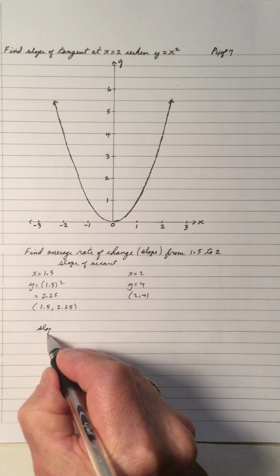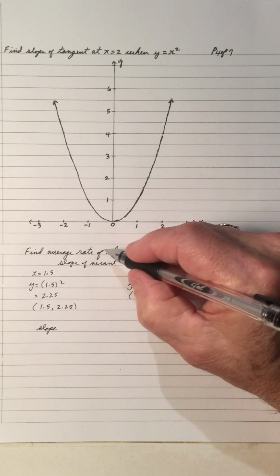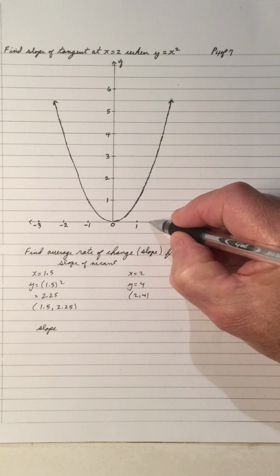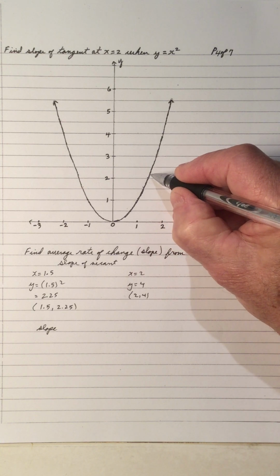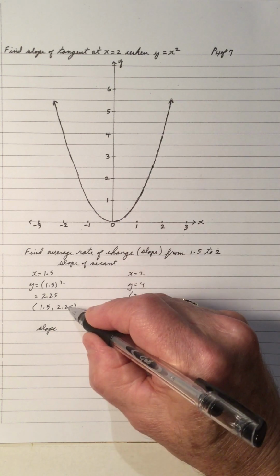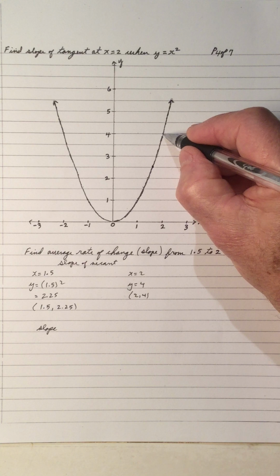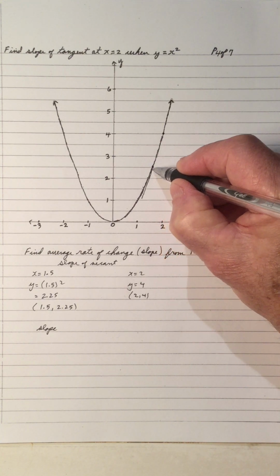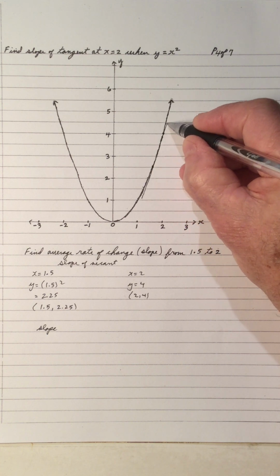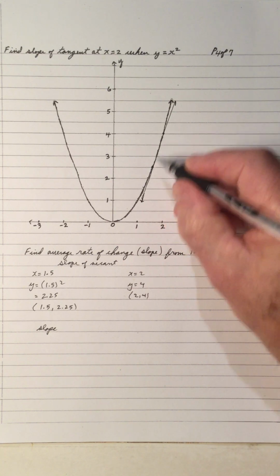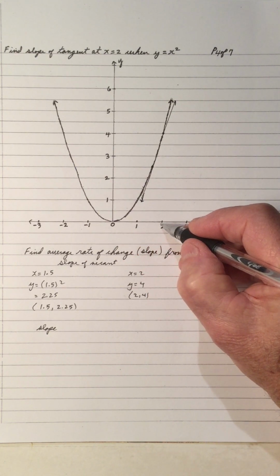So let's estimate the slope of this secant. So 1.5 is here and 2.25, let's go up, let's say it's right there. So this is the point right here, and 2, 4. So there it is. So we're looking at the slope of the secant. Notice we're getting closer and closer to 2.